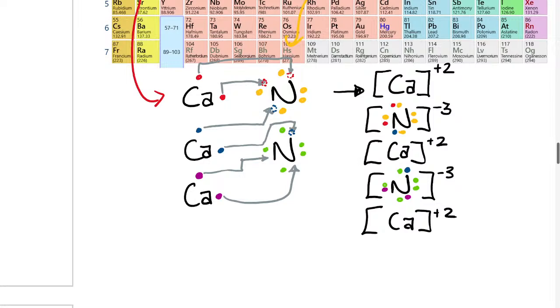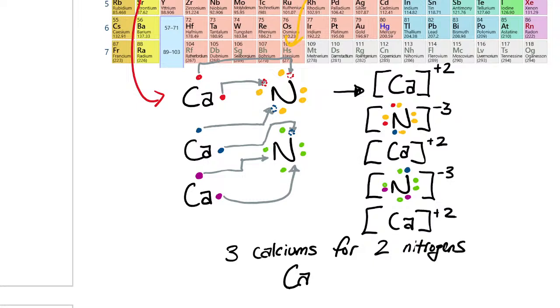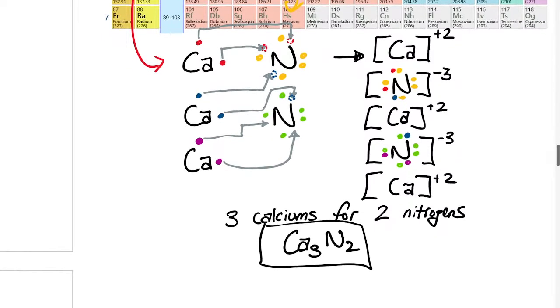So altogether, it takes 3 calciums for 2 nitrogens. And the way we write that as a formula is we say Ca3N2. That's the formula of the ionic compound we get when calcium and nitrogen bond.